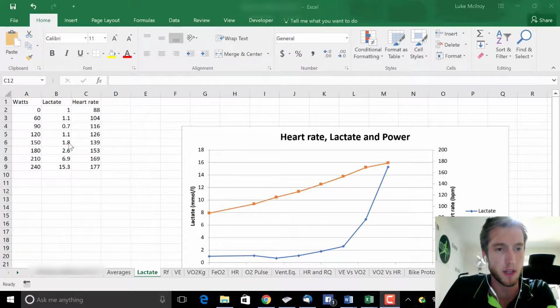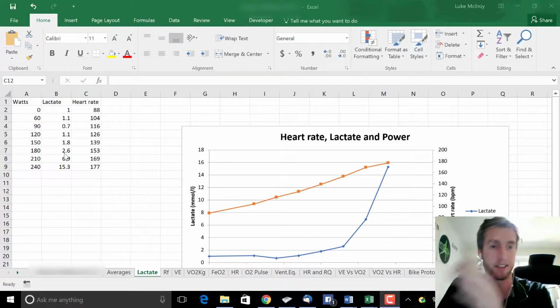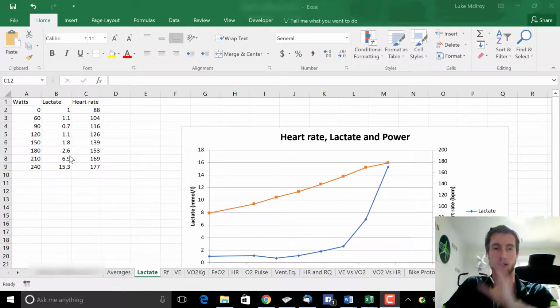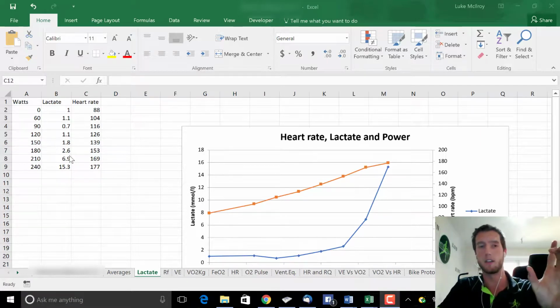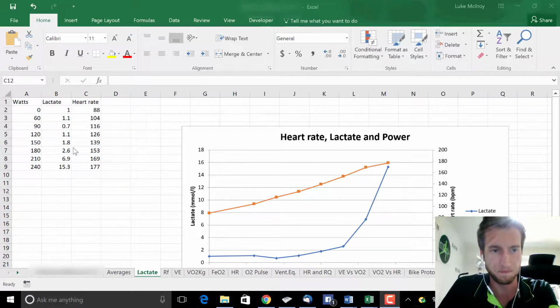So for this individual, as you can see here, at 150 watts, we're sitting at 1.8 lactate at a heart rate of 139, all right? So the next wattage is up to 180 with 2.6 lactate. So that's above 2, so that's above resting. So that's the transition between the endurance zone and the threshold zone.